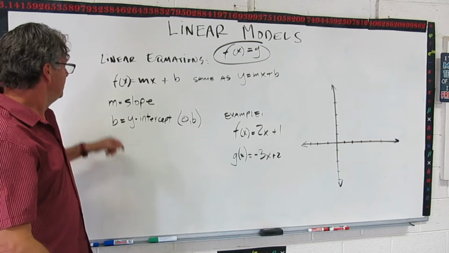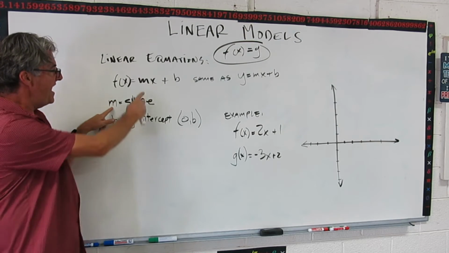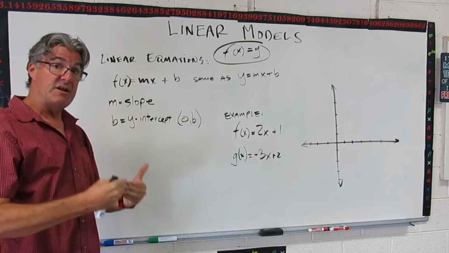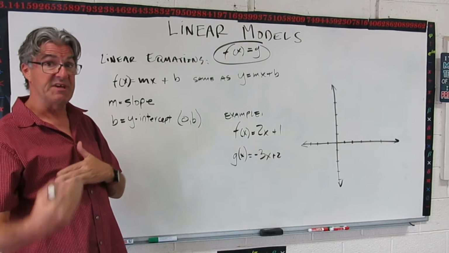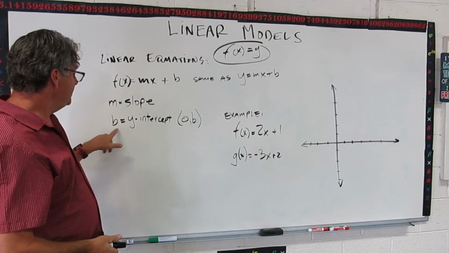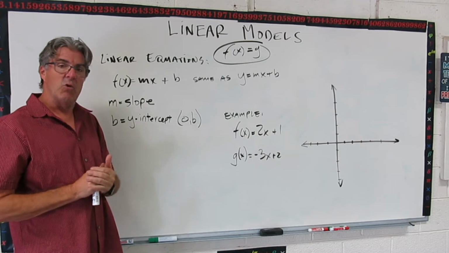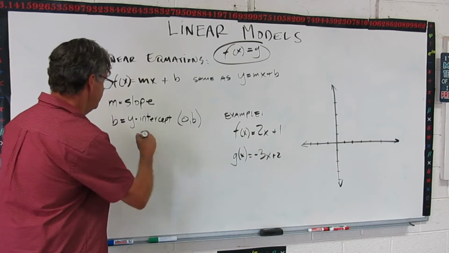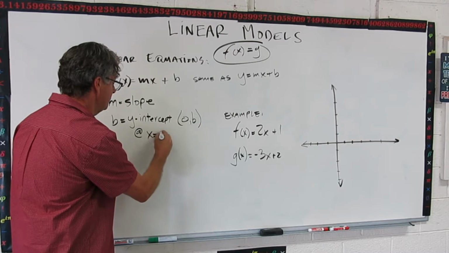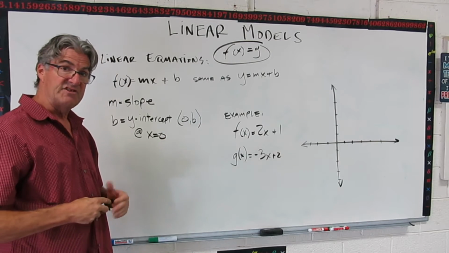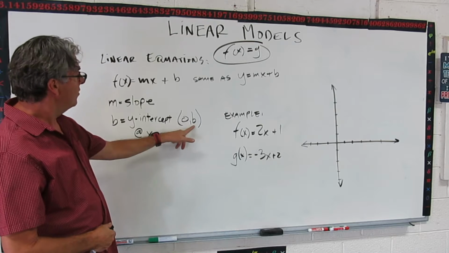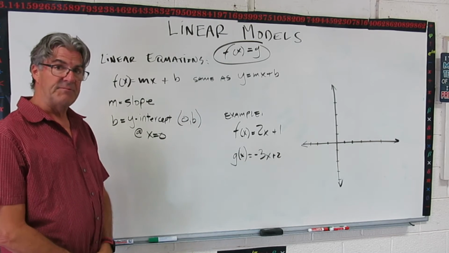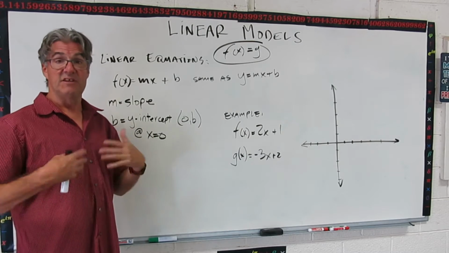So in this equation, the m stands for the slope of that linear equation, which is the rate of change in the relationship between x and y. The b is the y-intercept. That's where that equation crosses the y-axis, and that's where x equals 0. So we could write at x equals 0 for greater clarification. So that b, whatever that number is, the point (0, b), is the y-intercept. Okay? So that's the basics of linear equations.